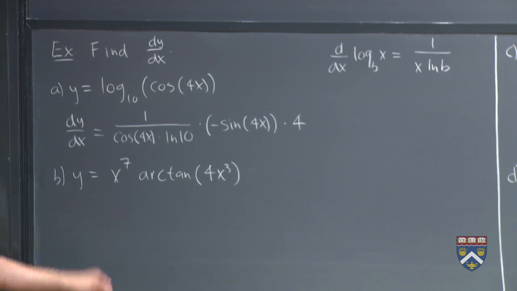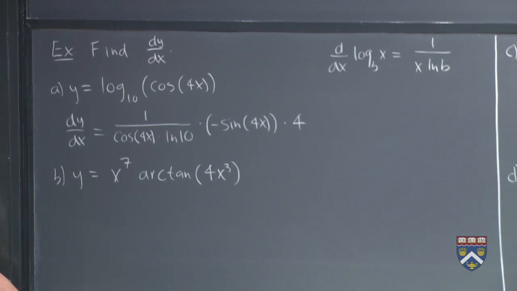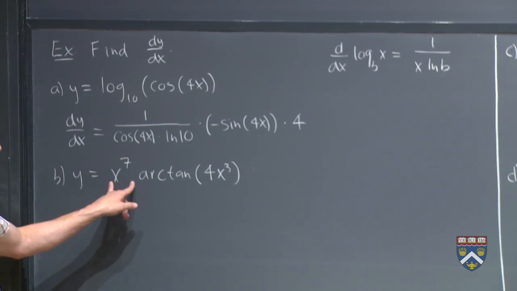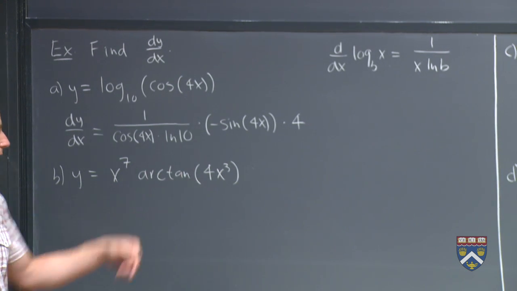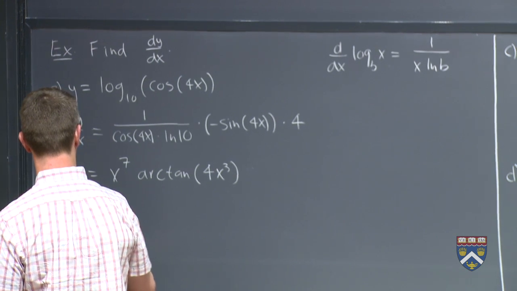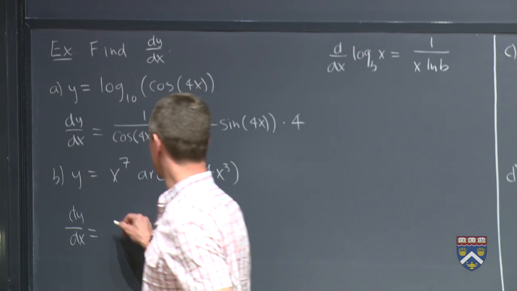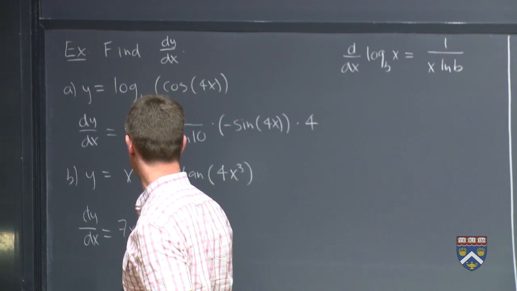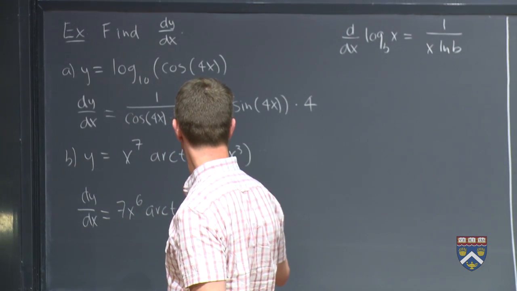What rule or rules are we going to need for this one? We've got x to the 7th arctan of 4x cubed. So we've got a product happening here, x to the 7th times this stuff, and one piece of the product rule involves the chain rule. So the derivative of x to the 7th from our power rule is 7x to the 6th, and then we leave the other piece unchanged.